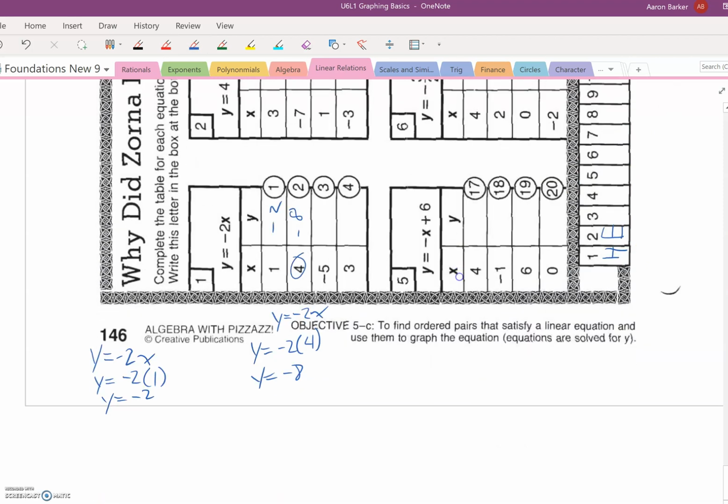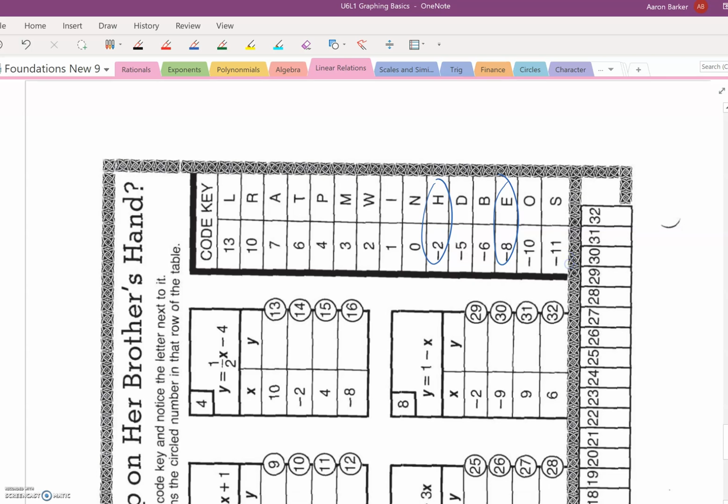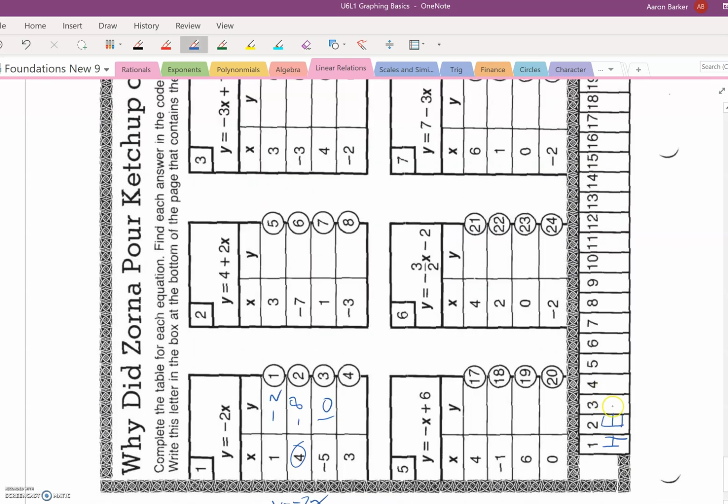Next one, -5. I'll do it just for kicks and giggles. Y equals -2 times x. Y equals -2 times -5. Y equals +10. So let's see the letter for +10. It's right here. It's an R. So for question number 3, I write the letter R. There you go. Her. So maybe it's not a he, maybe it's a her. We'll find out. You complete this puzzle.